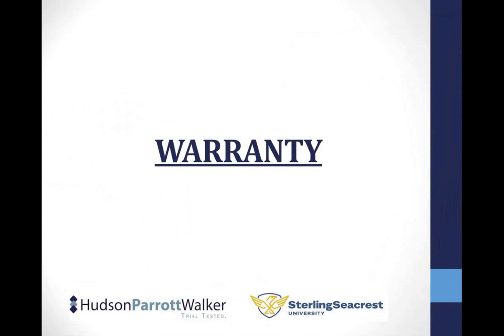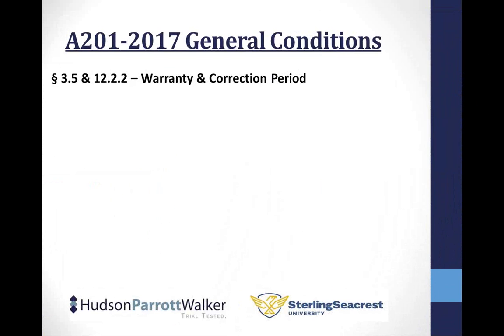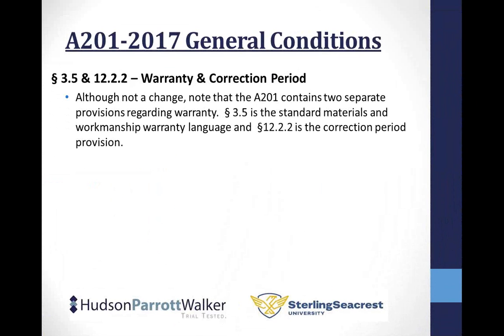Warranties. Not too many changes. The one thing I want to note is that the warranty provisions in the AIA 201 appear in two places. And when you're looking at warranty in the 201, you need to look at two separate provisions. One is in section 3.5, which is your standard materials and workmanship warranty language. The other is in section 12.2.2, which is the repair or replace language. That's the correction period language.